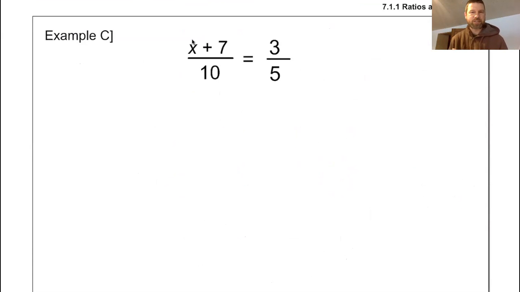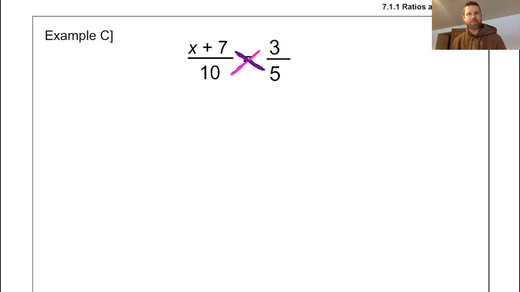This one, oh my goodness, this one even looks harder. What makes this one look harder? X plus 7. Yeah, that x plus 7 makes it look harder. But don't worry, it's the same thing. We're going to do that cross multiplying thing. We're going to multiply these 2 together, and we're going to multiply those 2 together. Let's start with 5 and the x plus 7.